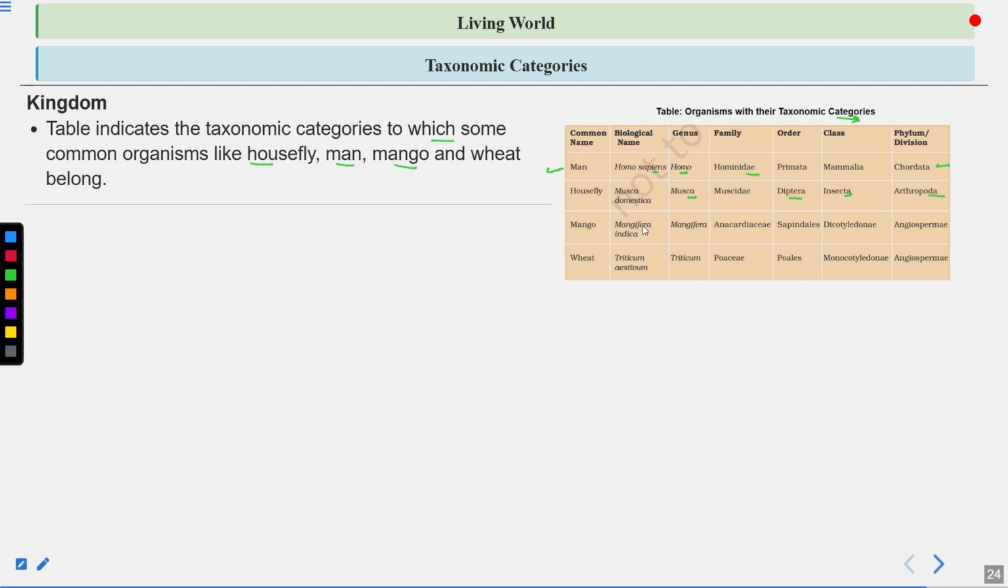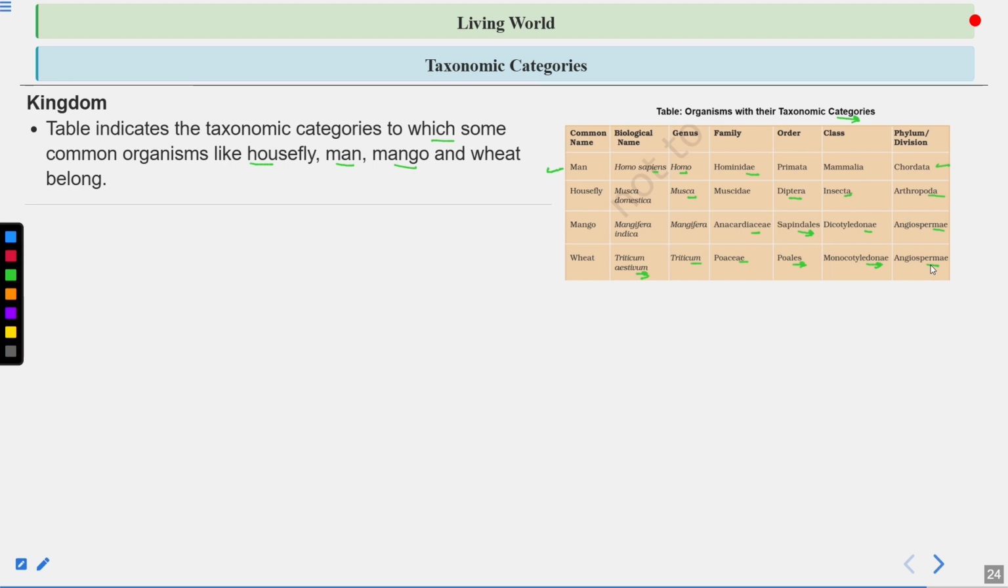Then you have the mango. Mango scientific name is Mangifera indica. Genus is Mangifera. Family is Anacardiaceae. Order is Sapindales. Then class is Dicotyledonae, and division is Angiospermae. So whenever we talk about plants, we use the term division. Now wheat is Triticum aestivum. Genus is Triticum. Family is Poaceae. Order is Poales. Class is Monocotyledonae. And again division is Angiospermae.